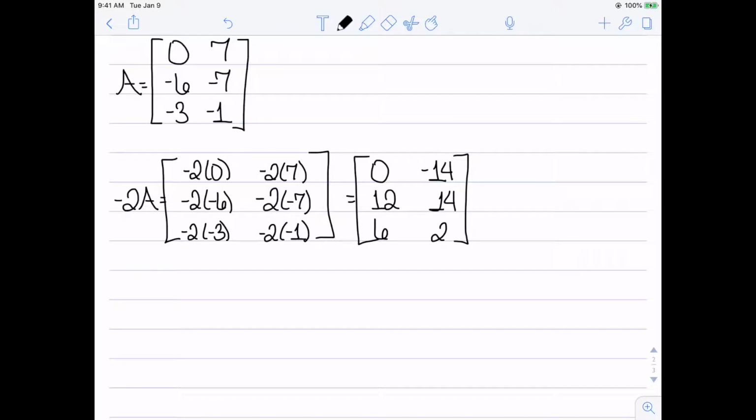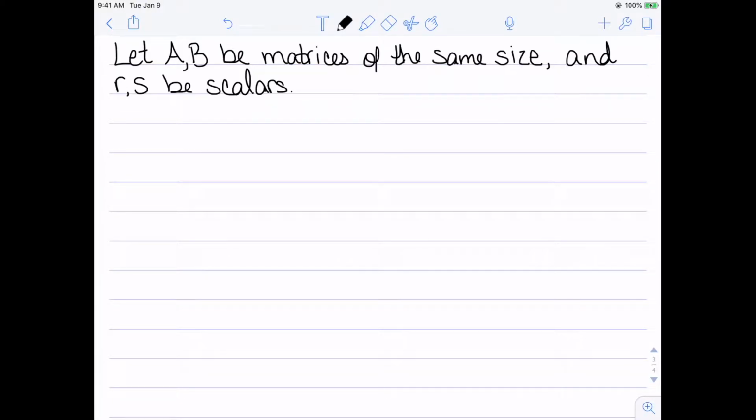Now that we have this idea of scalar multiplication, let's look at some of the properties of scalar multiplication. We're going to let A and B be matrices of the same size, and we're going to let R and S be scalars. So there are 3 properties that I'm going to look at. The first is a distributive property. R times (A plus B) is equal to RA plus RB. I can distribute a scalar over a sum of matrices.